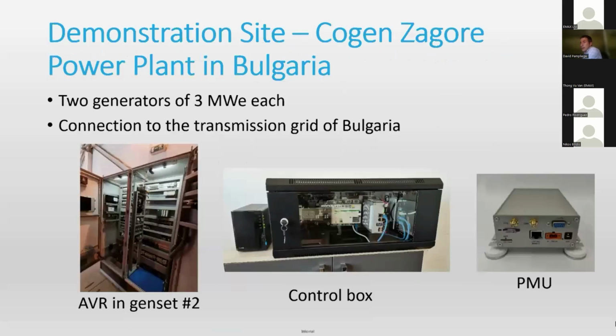So now, just to go into real pictures of the demonstration site, which is a cogeneration power plant in Bulgaria, which is called Cogen. They have two generators of 3 megawatts each, and they are connected to the transmission grid of Bulgaria. So you can see a real picture of the AVR in one of the gensets on the left. Then we see the control box, which has the controller and the RTU here in the middle. And then finally the PMU that has been used in this demonstrator.